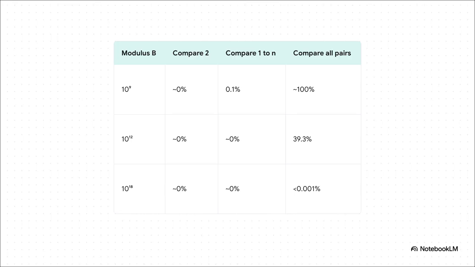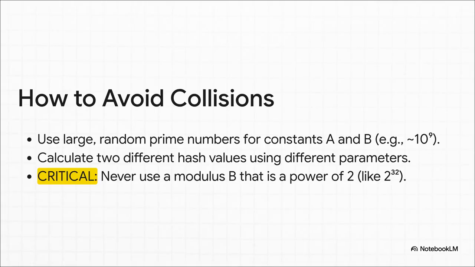But look at that last column. What if we're comparing all pairs of strings among 1 million of them? With that same modulus, a collision is a practical certainty, a 100% chance. You have to crank your modulus B up to a massive number, like 10 to the power of 18, to get that probability down to almost 0. So how do we protect ourselves?